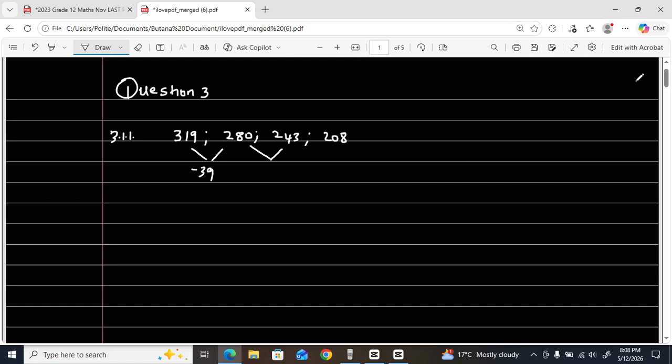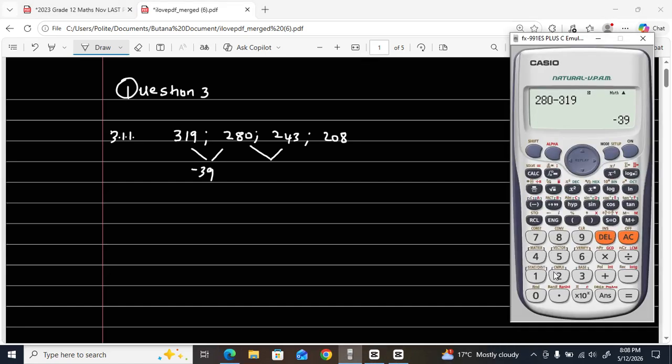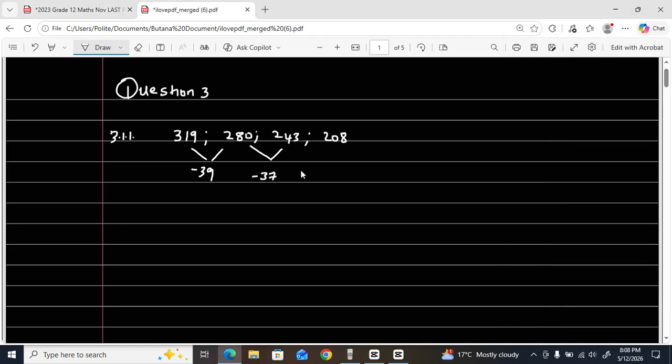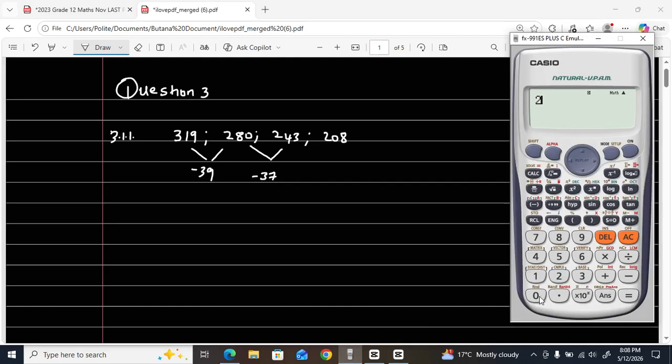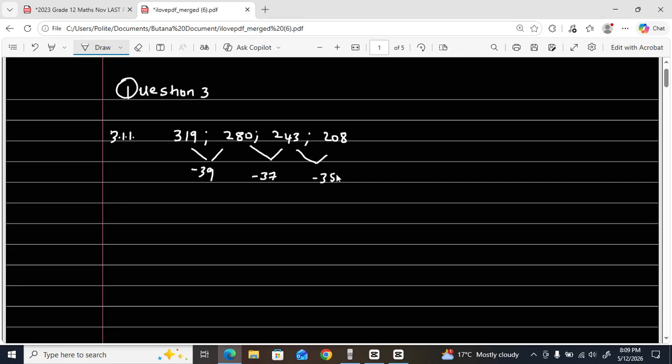That's 243, guys. I think you also have to punch a calculator on your side just to save time. So 243 minus 280. This gives us minus 37. So I'm going to put minus 37 here. Then I need to say 208, then we minus 243. Let's see what this one equals to: negative 35. So I'm going to put negative 35 here.